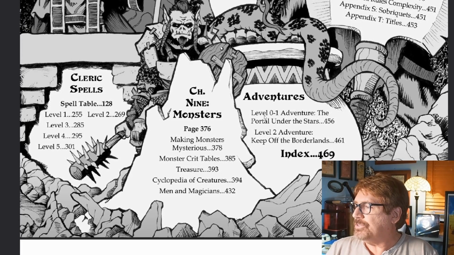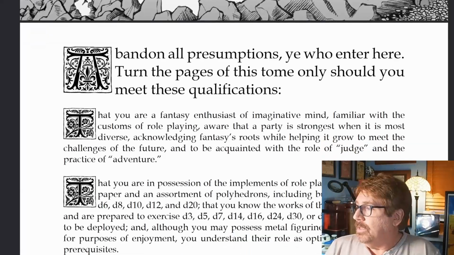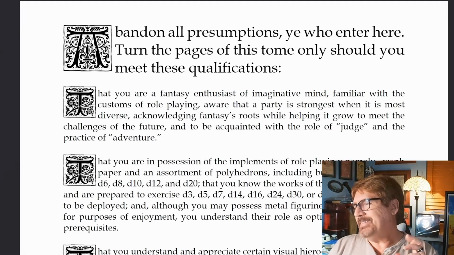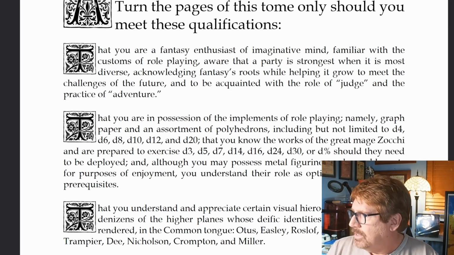And then adventures. So they give you 2 example adventures. They keep off the Borderlands. They put it in here as an example. That's one of the modules I was talking about before. So right off the bat, they state, abandon all presumptions, ye who enter here. Turn the pages of this tome only should you meet these qualifications.